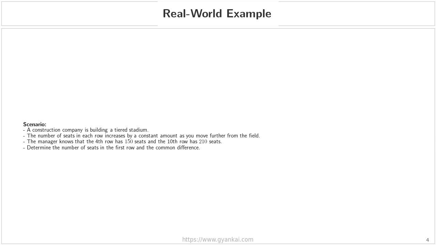The manager has provided us with two pieces of information. The fourth row has 150 seats, and the 10th row has 210 seats.